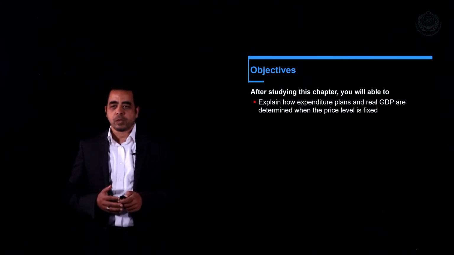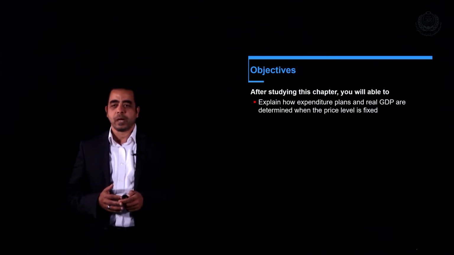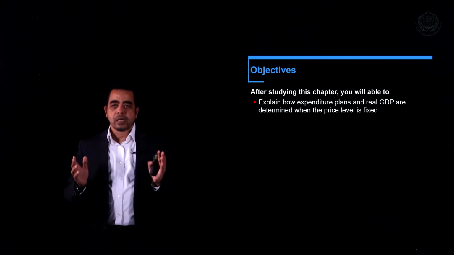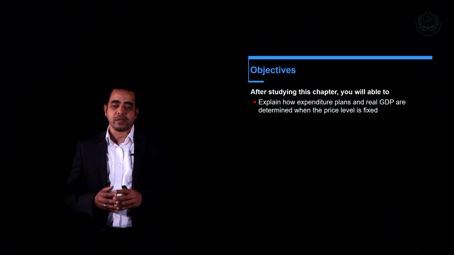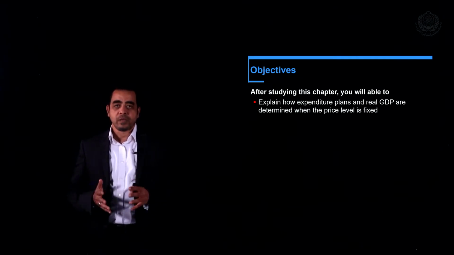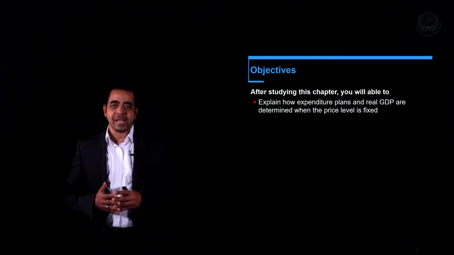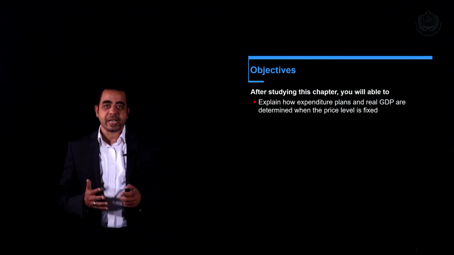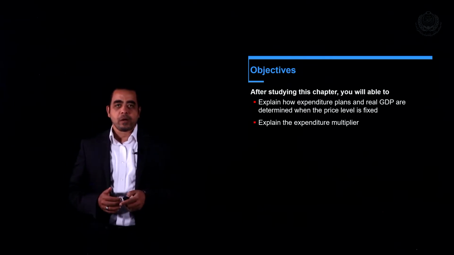In this chapter, we're going to talk about how the expenditure plan and real GDP are determined when the price level is fixed. We will do our analysis in two phases. In the first phase, we're going to assume that the price level is fixed. However, we're going to relax this in the second phase and see how that would affect our explanation or interpretation. We're going to talk about the multiplier.